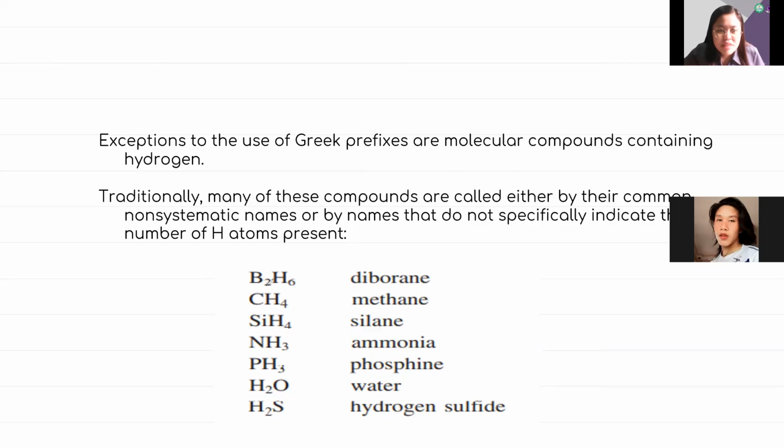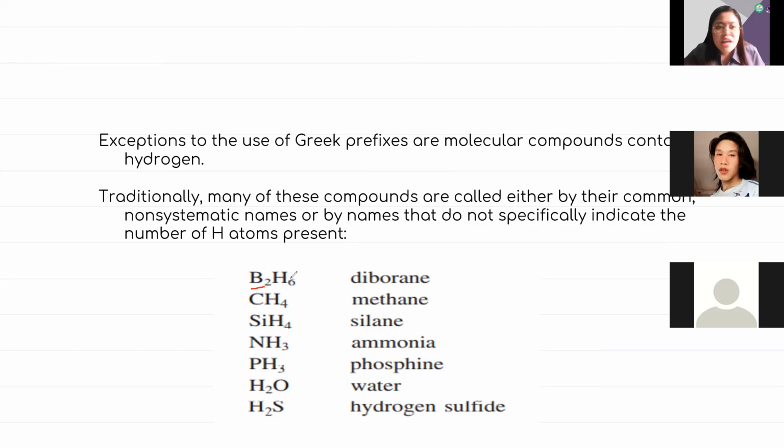So just like this one, B2H6, this is boron here. This is supposedly diboron hexahydride, but we don't usually use the prefixes when there is hydrogen. So this is simply called diborane. You just need to memorize them, since there are only a few. Another one, CH4. We don't call this carbon tetrahydride. Instead, we call it directly methane. So they don't use the prefixes when there is hydrogen.